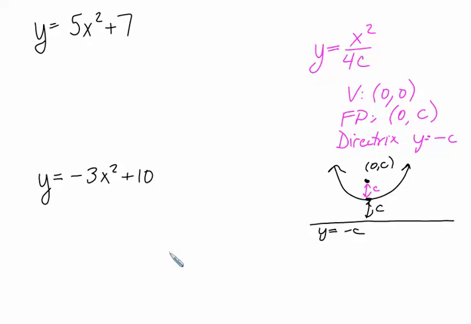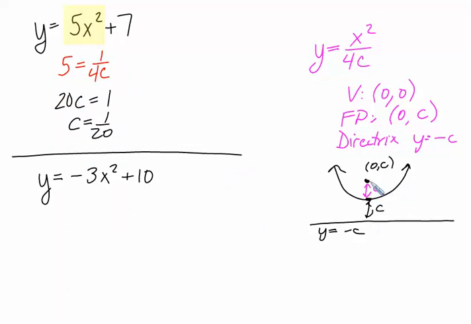So in this situation, if we want to figure out the focal point and the directrix of a given parabola, we really focus in on the part with the x squared. So in this scenario, we would set up an equation that 5 has to equal 1 over 4c, because the 1 over 4c is the coefficient attached to the x squared. Now we could cross multiply to solve this. We would get 20c equals 1, or c is 1/20th.